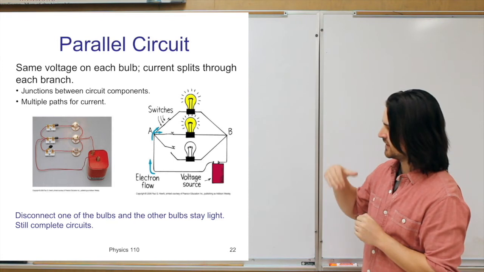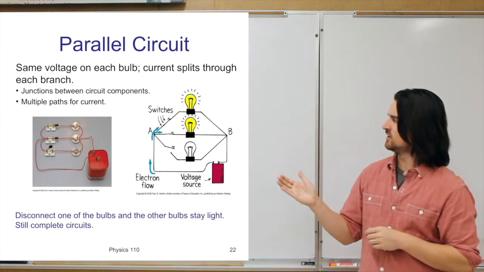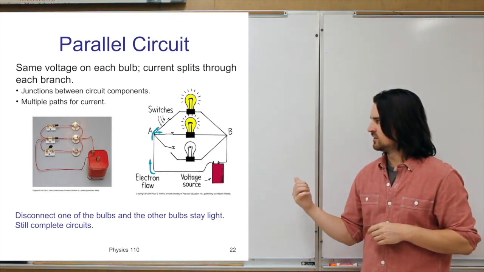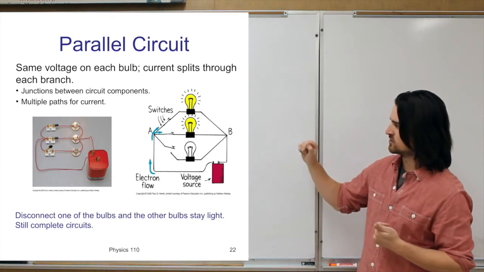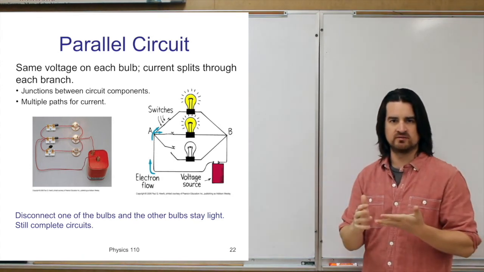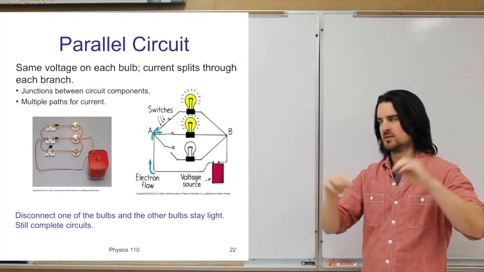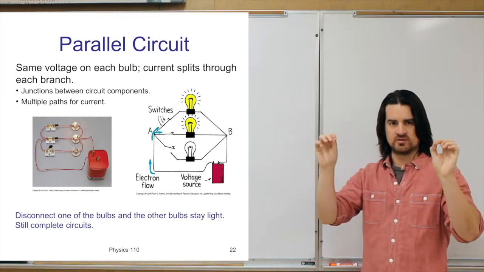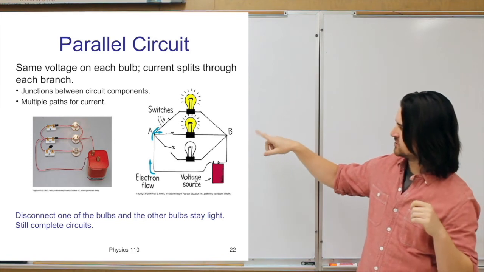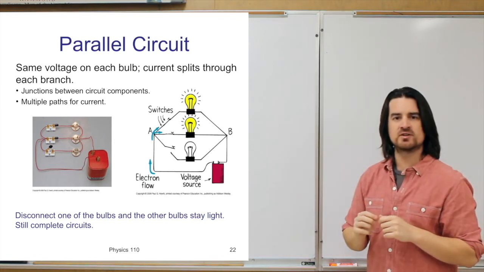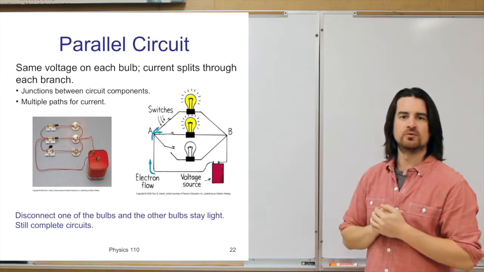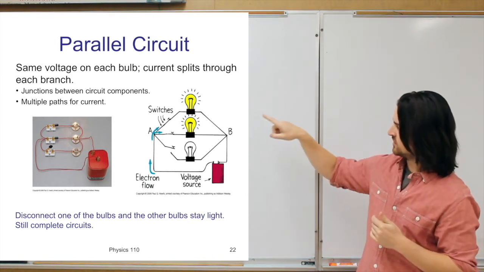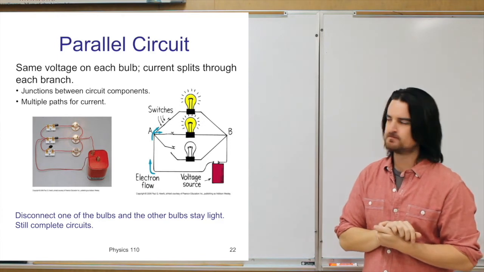The nice thing about a parallel circuit is if you disconnect one of the light bulbs or one of the components, like in this picture here, it doesn't break the whole circuit. It only breaks that part of the circuit. Right? So if I open that switch, that light bulb is going to go off, but the other two light bulbs aren't. There's still continuous loops for current to flow from the voltage source through the light bulb and back to the voltage source again.